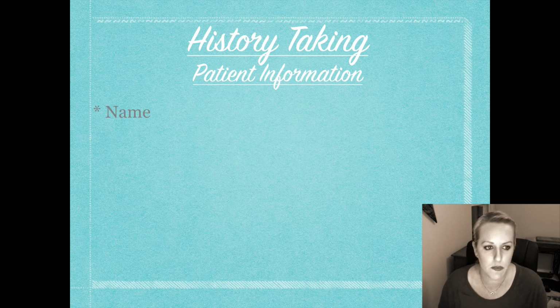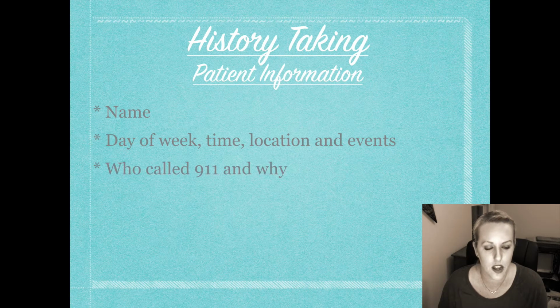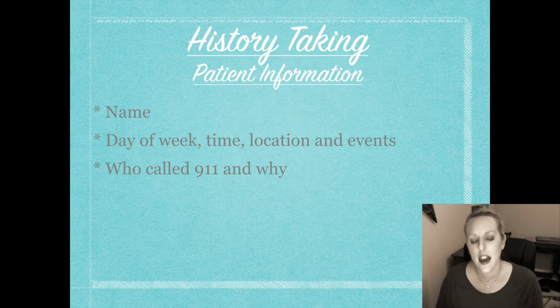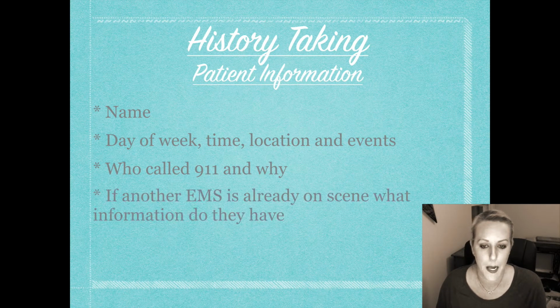So, patient information. We, of course, need to get their name. We need to check out their responsiveness or their orientation. So we need to ask them the day of the week, time, location, and events. We also want to know who called 911 and why they called 911. Was it the patient, or was it a bystander or a family member? And if another EMS is already on scene, what information do they have? Did they see something different? Did they already gather those medications for us? Did they talk to the family members?